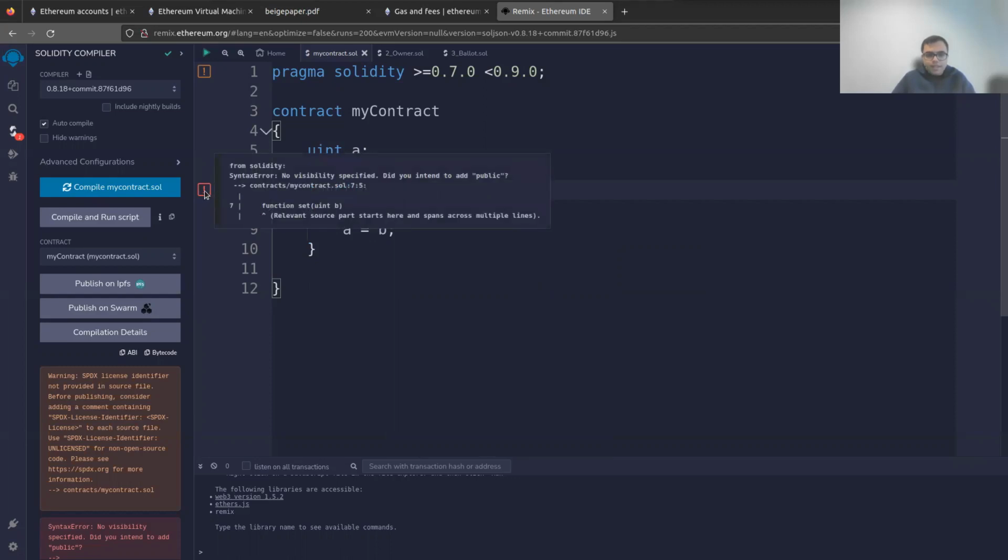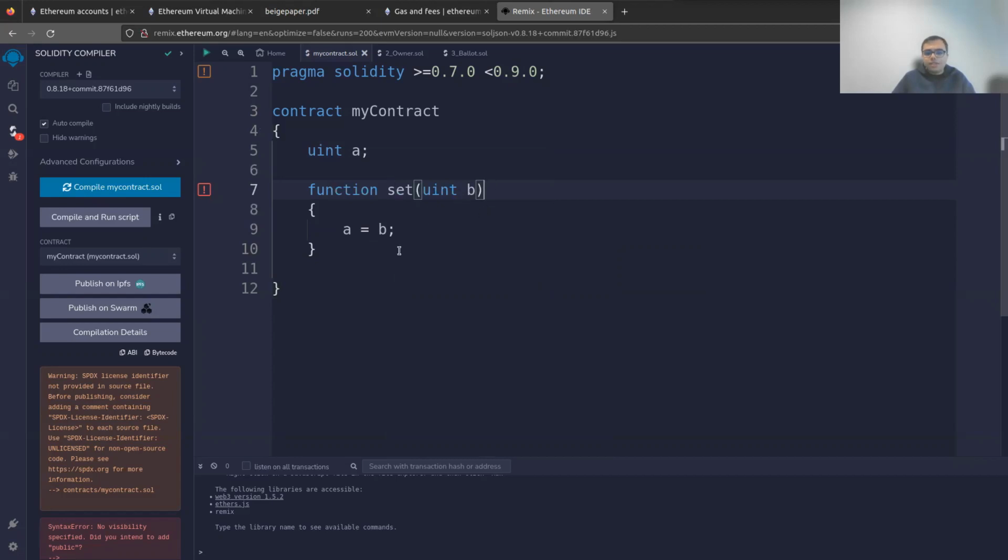Let's look at the error. It says no visibility is specified for this particular function. So every function in Solidity has to have a visibility modifier. You have to say that this is public, for example, or you can say that it's internal. Now, what does that mean?